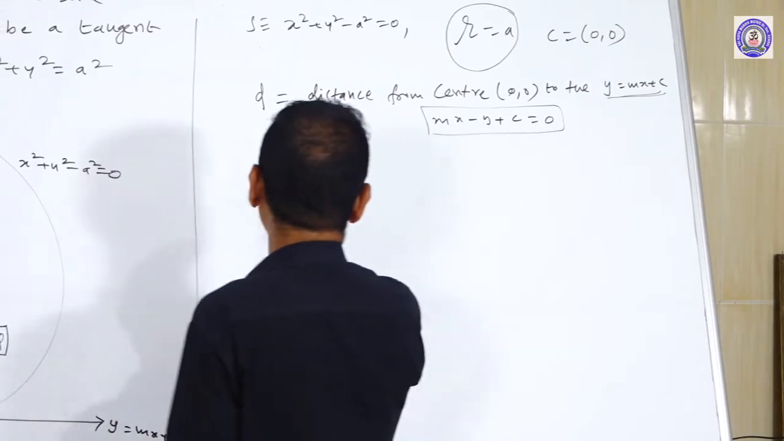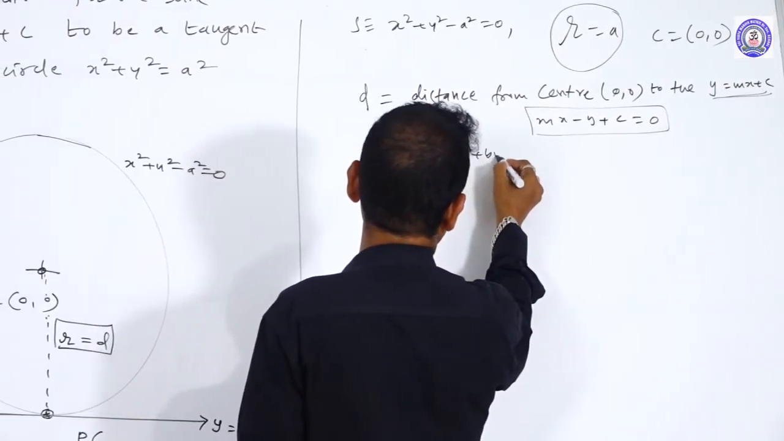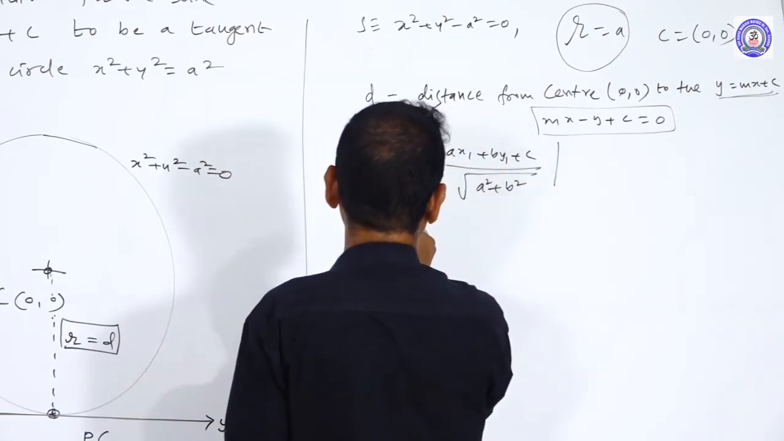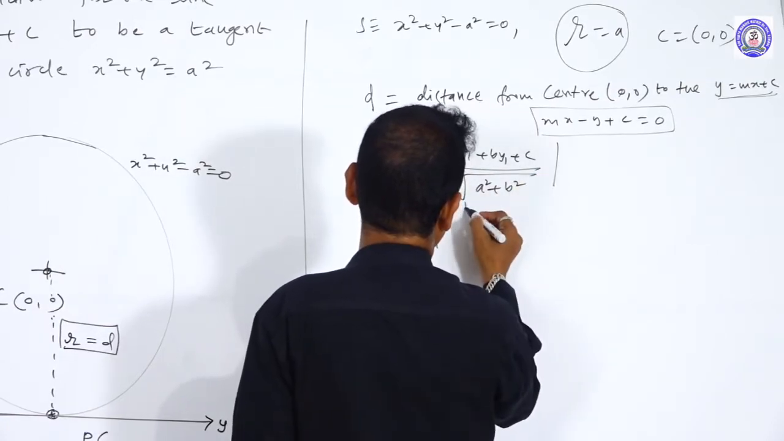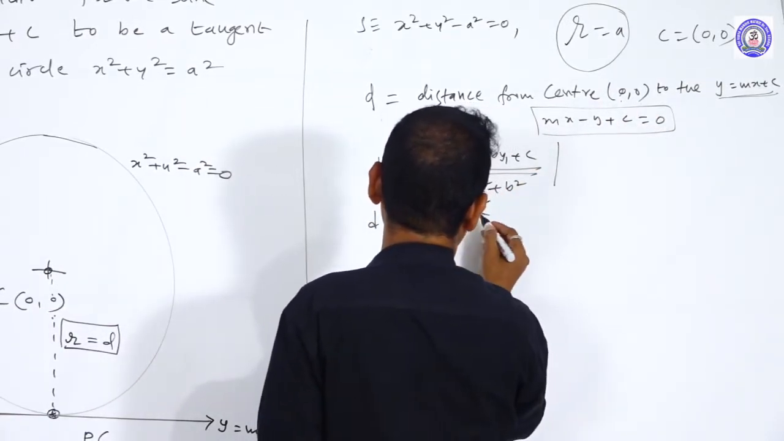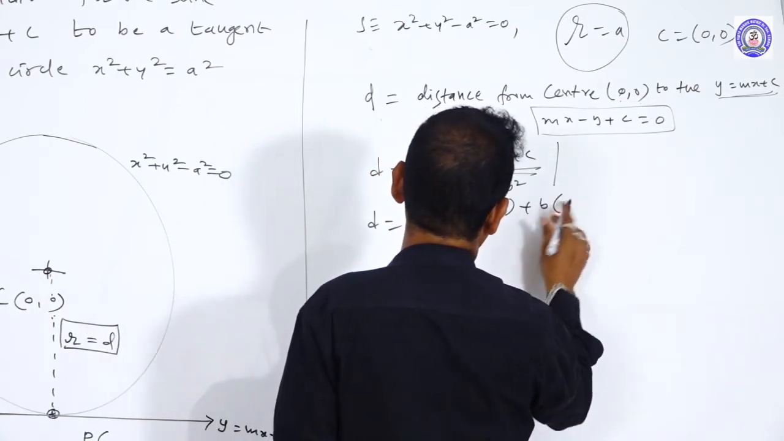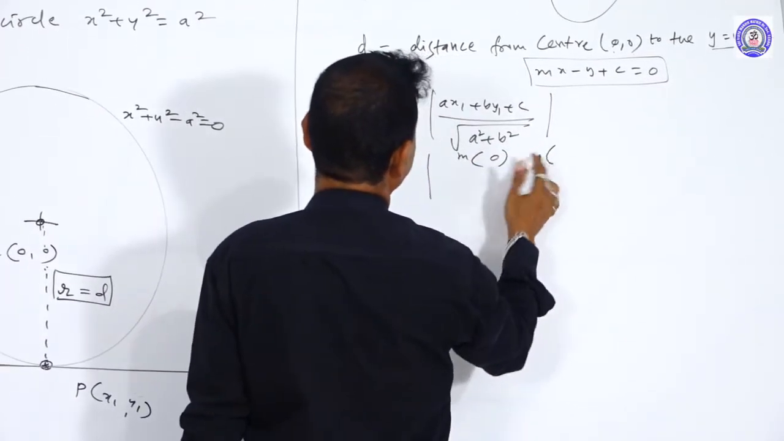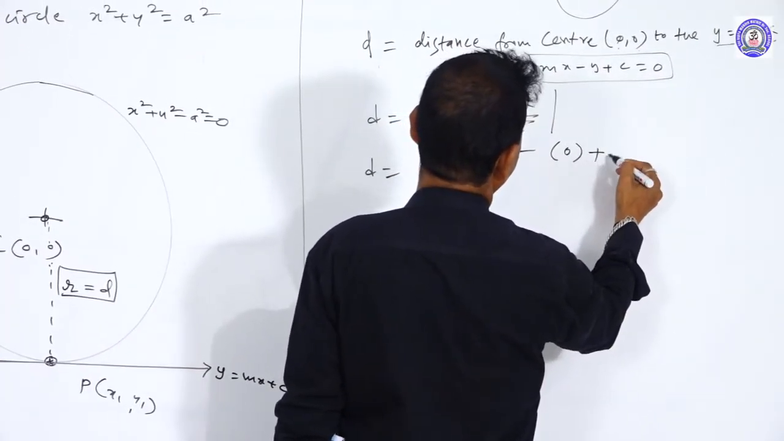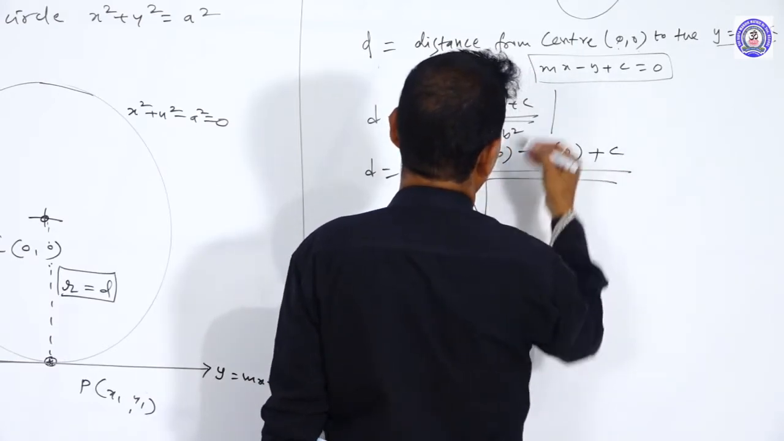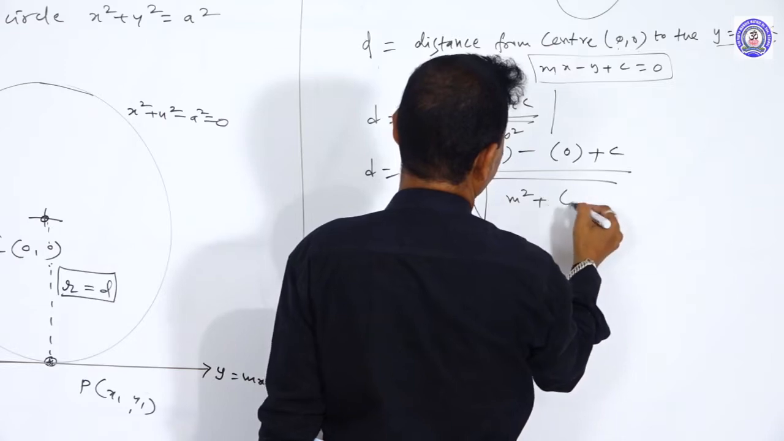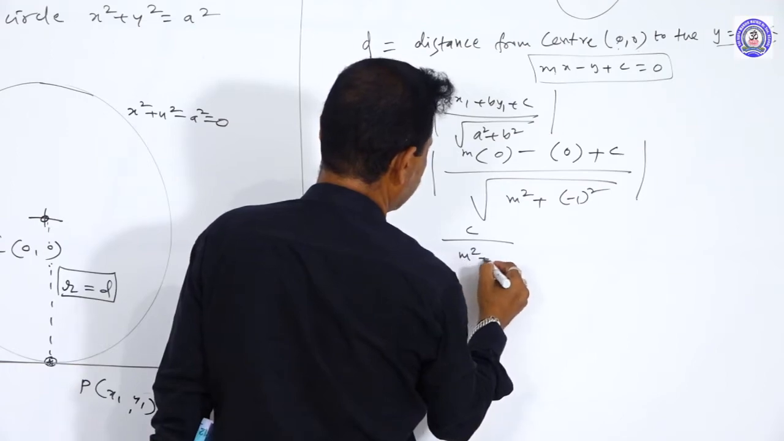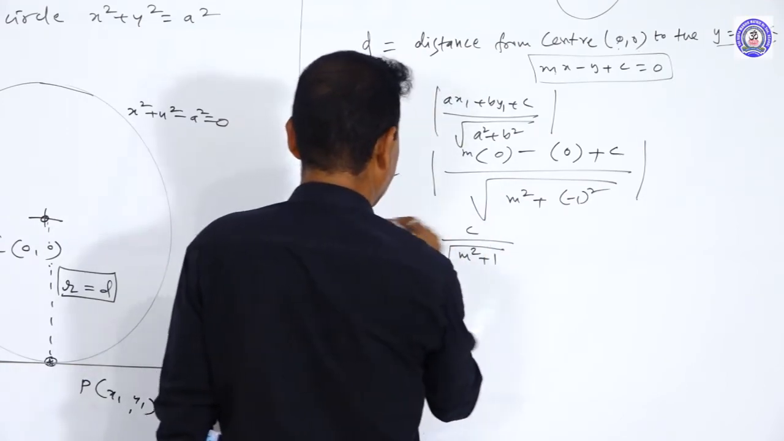For this, the distance formula is d = |ax1 + by1 + c| / √(a² + b²). So d = |m·0 + (−1)·0 + c| / √(m² + (−1)²). So d = |c| / √(m² + 1). This is the d value.